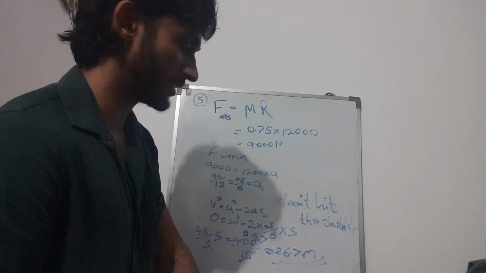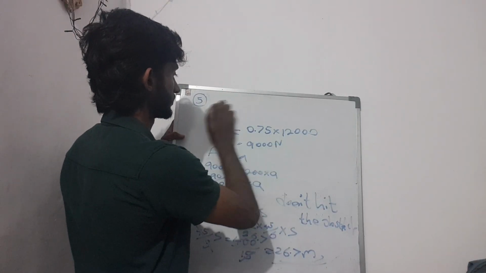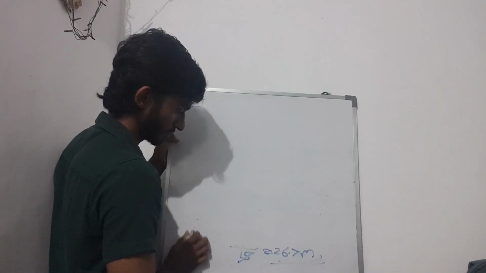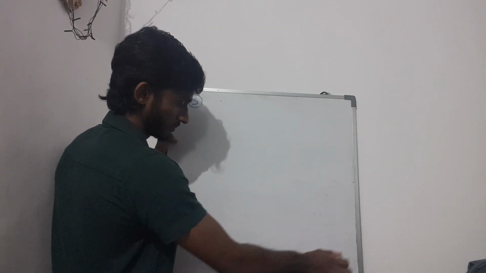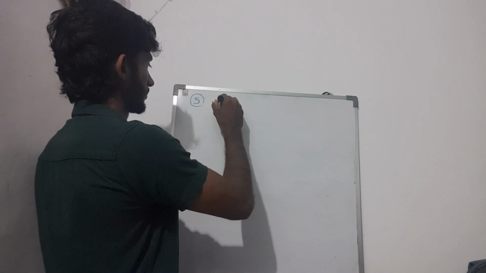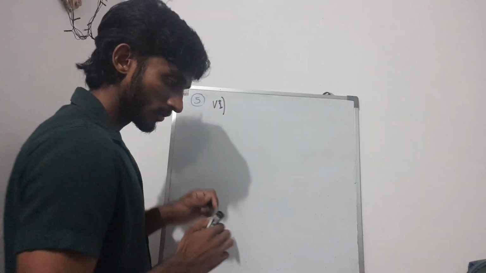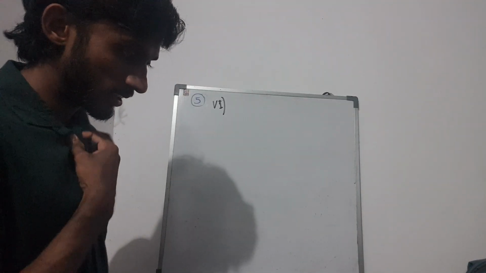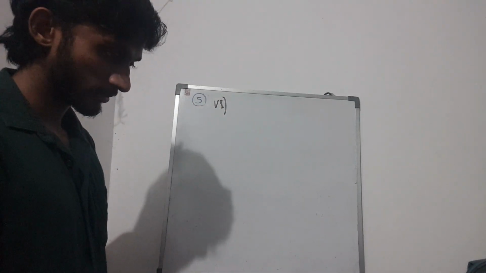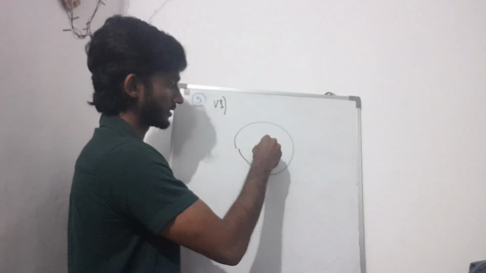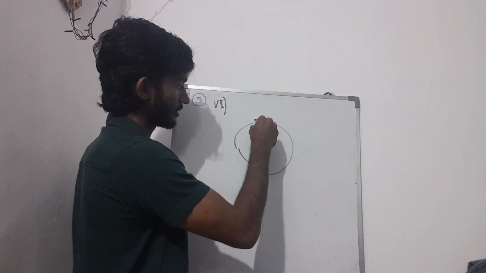The last question. The car is on a horizontal circular road with a radius. That means a circular path. The car is going in this circular path.